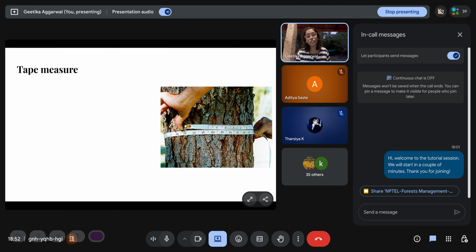What are we actually measuring by using a tape measure, and how will that be related to the diameter of the tree? Now, at least I'm giving you one hint here that the tape measure is not really measuring the diameter. So, what is it measuring, and how is it related to the diameter?